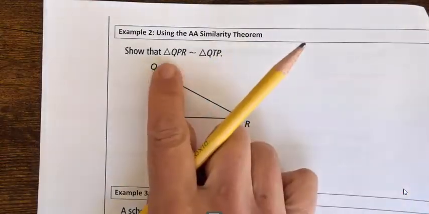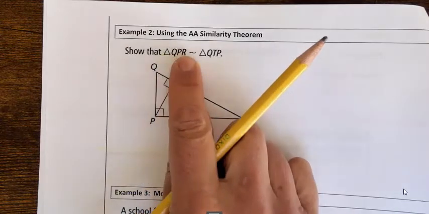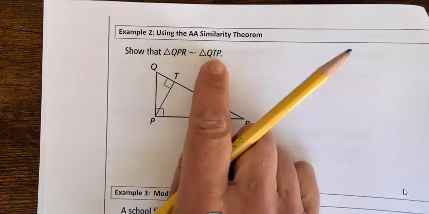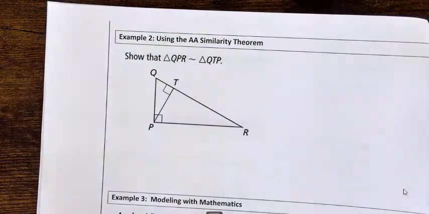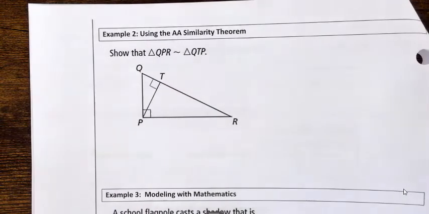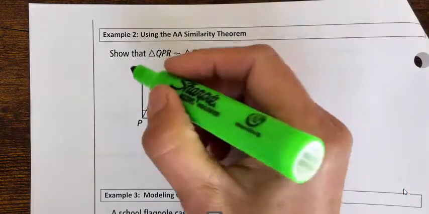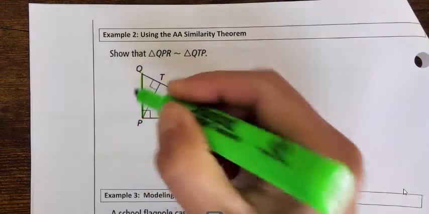Okay, we have to show that triangle QPR is similar to triangle QTP using the angle-angle similarity theorem. Now, they're not always going to tell you when to use which theorem, so you kind of have to be familiar with all the theorems. Not a little bit, a lot. Let's see, I'm going to use some colors here. So, okay, two triangles, QPR. So QPR is this bigger triangle out here.